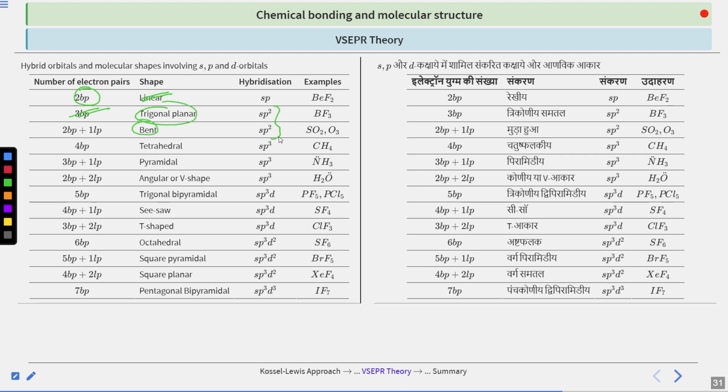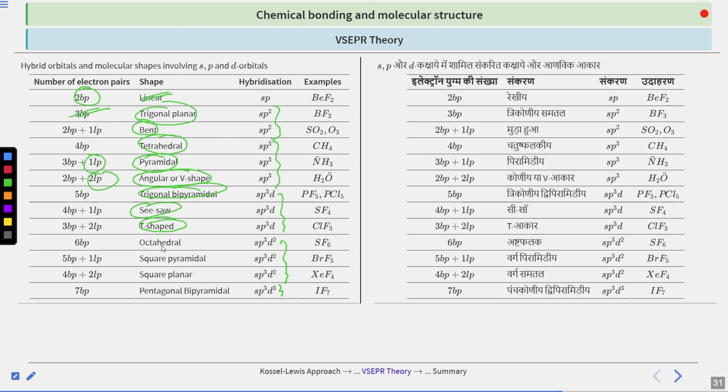So these two have the same hybridization, whereas these three have the same hybridization, and these three have the same hybridization, and this is the individual hybridization. Now you see the same hybridization having different shapes depending upon the number of lone pairs involved. Zero lone pair is tetrahedral, 1 lone pair pyramidal, 2 lone pair angular or V shape. Similarly, no lone pair is triangular bipyramidal, 1 lone pair seesaw, 2 lone pair T-shaped.